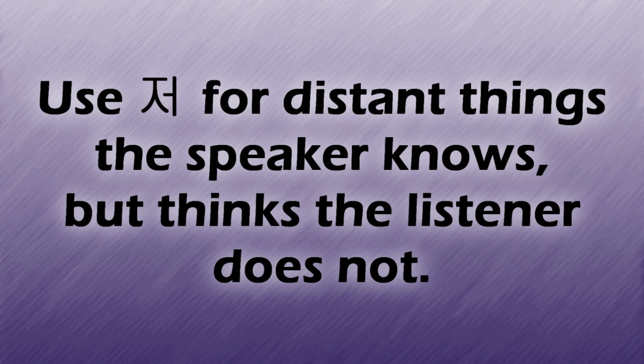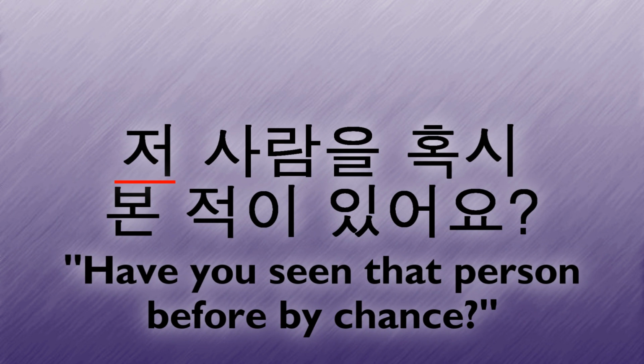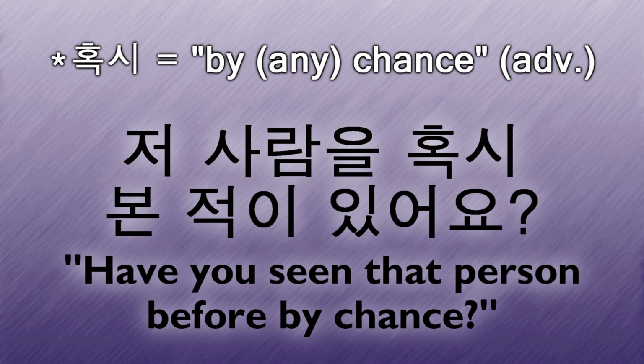Also, you can use 저 to refer to something far from the speaker and the listener, and that you know as the speaker, but that you don't think the listener knows. This is similar to the normal meaning of 저 as being something far from both the listener and the speaker. By far, it also includes the meaning of unknown. 저 사람을 혹시 본 적이 있어요? Have you seen that person before by chance? Here, the speaker knows who he's referring to, 저 사람, a person who's far from both the listener and the speaker, but the speaker might think the listener doesn't know who he's referring to.